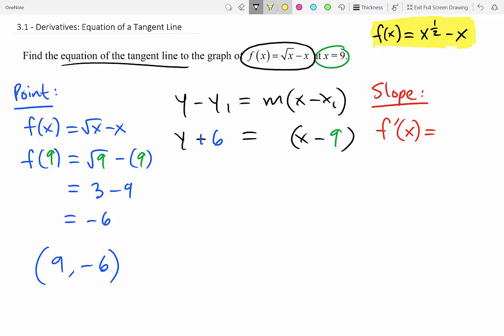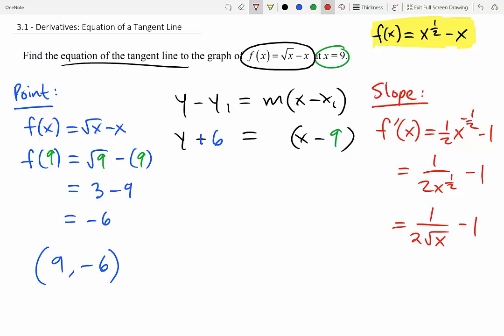So if now you're going to find the derivative f prime of x, let's use the power rule on the given function, which gives us 1/2 times x to the negative 1/2, minus 1. So converting this would give us 1 over 2 x to the 1/2, minus 1, or fully simplified, 1 over 2 root x, minus 1.